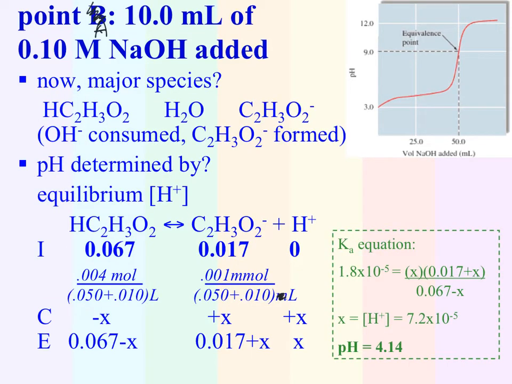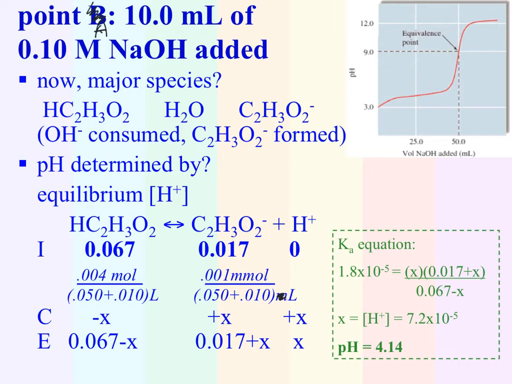So now that we have added that 10 milliliters of NaOH, and we subsequently figured out our species that remain in solution that actually affect the pH, we need to go ahead and obviously calculate our pH values. Okay, so how are we going to do that?